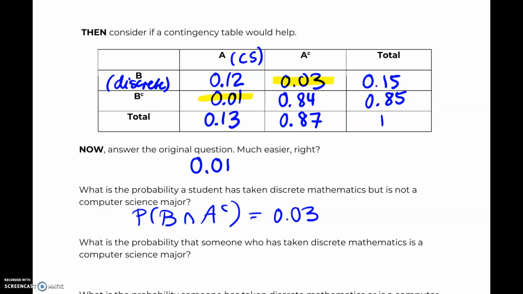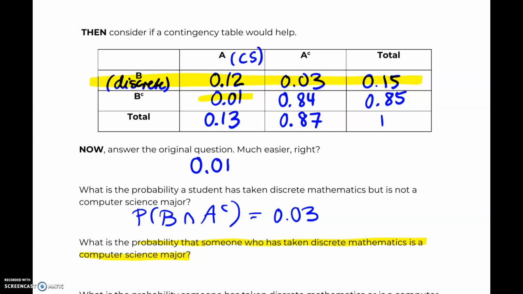The next question is asking, what's the probability that someone who has taken discrete math is a computer science major? So slight distinction over here. Before we had and, really it was written in the form of a but, and despite that, it's still a joint probability. This question is asking a little different. So we already know that the person is taking discrete math. So we are looking at just the first row.